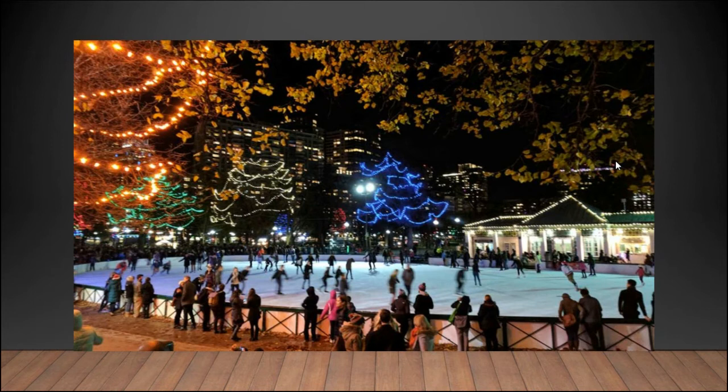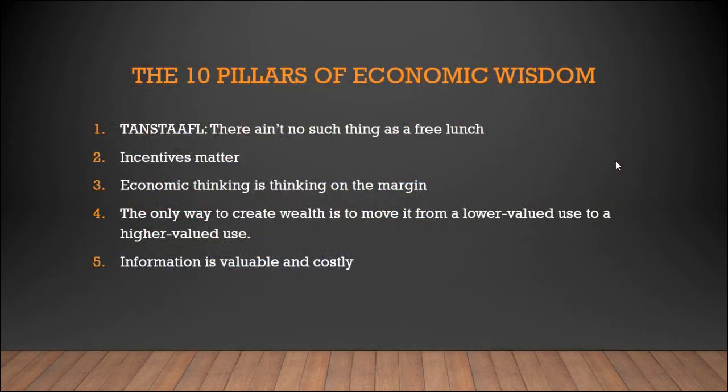So let's talk about some of the 10 pillars of this economic wisdom, 10 pillars that we use to think about economic situations. These 10 pillars come from David Henderson, and there's a link underneath here to his original blog post where he talks about these, as well as the book where he goes into great detail. So the 10 pillars are, first and foremost, TANSTAAFL: there ain't no such thing as a free lunch. If you want something, you have to give something up, or what economists call cost.